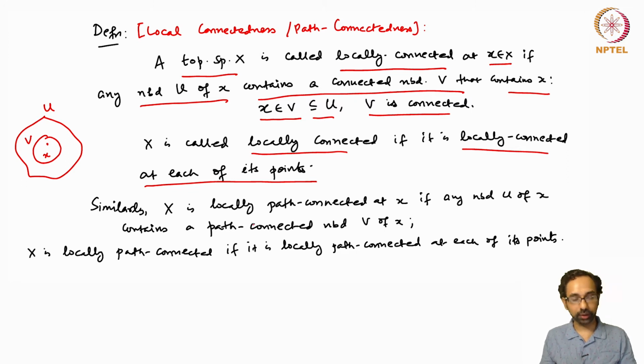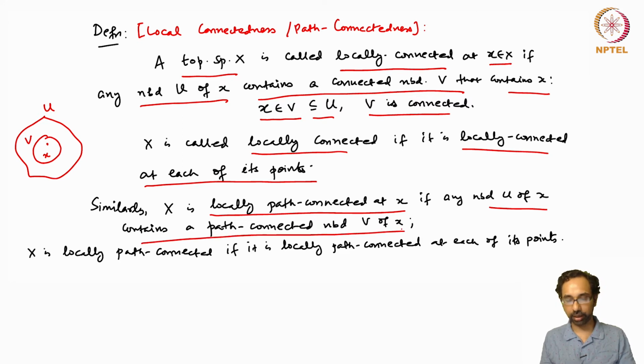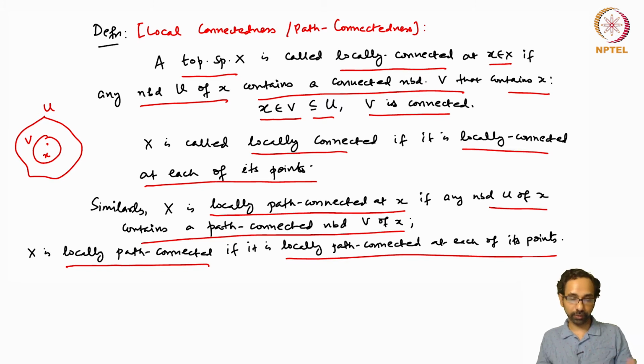And similarly, you can define local path connectedness. So X is locally path connected at some point x if any neighborhood U of x contains a path connected neighborhood V. So just replacing connectedness with path connectedness, you get the concept of local path connectedness. And so X is called locally path connected if it is locally path connected at every point. Now before we see examples of locally connected and locally path connected spaces, let's prove a couple of theorems regarding these two concepts, and then we will move to examples.